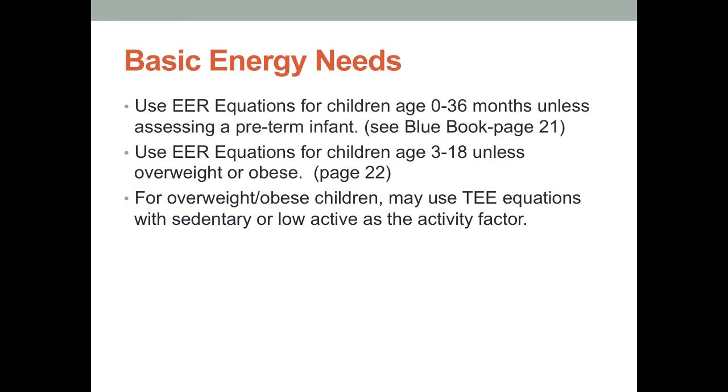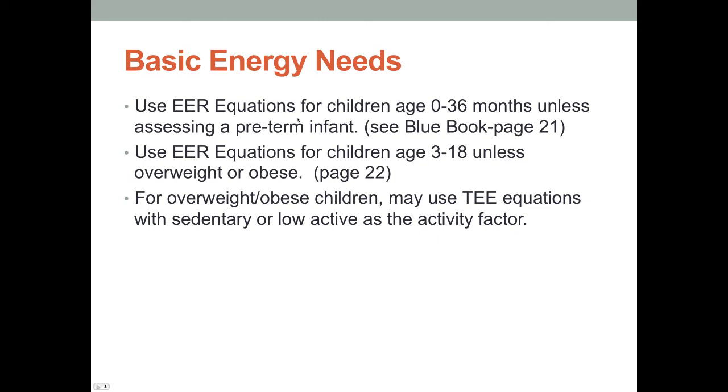And in here, I'm just going to talk to you about basic estimation of needs. So this is more the healthy child or infant, not the child who's critically ill or in TPN or EN. In this child with no particular disease state, you can use the EER equations for children 0 to 36 months, unless you're seeing a preterm infant. And so the blue book is the children's handbook, which we don't have yet, but which I will give you a link to on your Moodle page that you can use until they come in a few weeks. So there's going to be a new updated version.